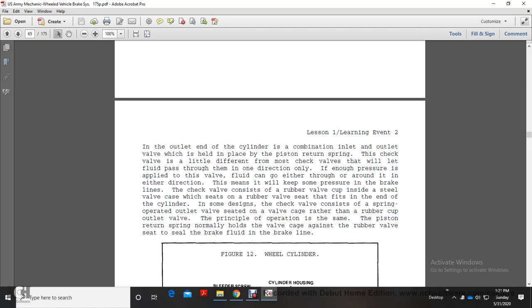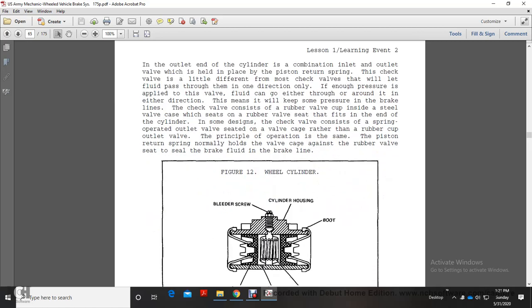That means the sum of the pressure for the brake line, with the check valve with the tip of the rubber valve cap on the inside, the steel valve case with the seat and the rubber valve, the seat that fits the end of the cylinder. The design of the check valve with the tip of the spring operated outlet, the seat with the valve cage rather than a rubber cup outlet valve, the principal operation is the same, with the piston with the return spring normally holding the valve cage against the rubber valve, the seat with the seal, the brake fluid and brake line.